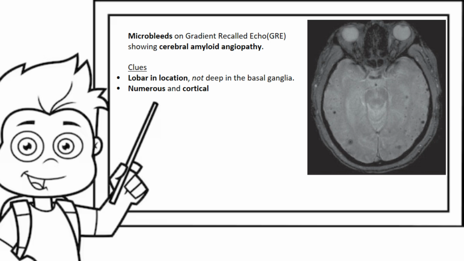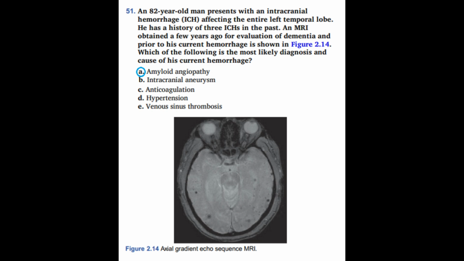This isn't just an imaging quirk. It's a clinical clue to a potentially devastating condition that can result in recurrent brain bleeds. What is black on GRE may actually shine the brightest light on your diagnosis. So back to our question, we can see that option A, Amyloid angiopathy, is the right answer.